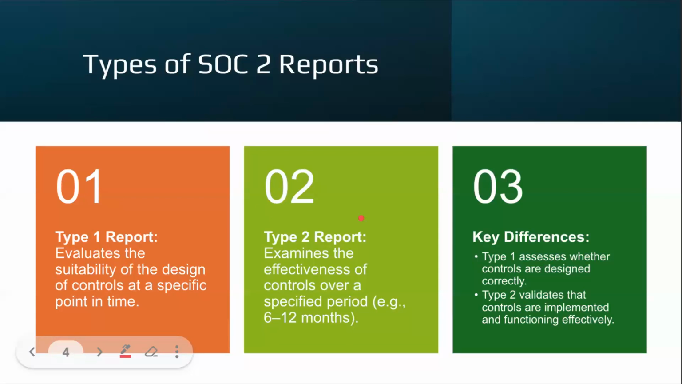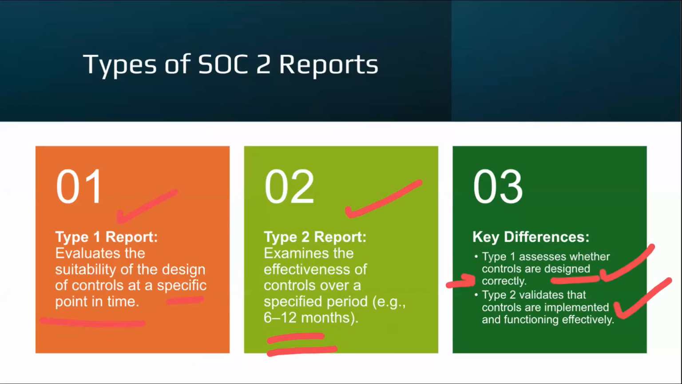We have already seen the type 1 and type 2 reports. The type 1 report checks at a specific point in time, while the type 2 report checks effectiveness over a period of time, could be 6 months to 12 months. Type 1 assesses whether the controls are designed correctly. Type 2 validates that controls are implemented and functioning effectively. What do we mean by designed correctly? What is the design of a control?